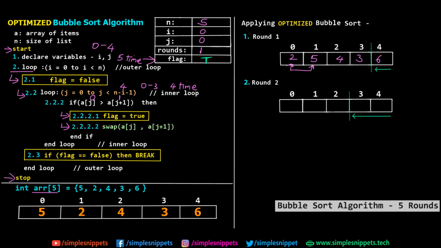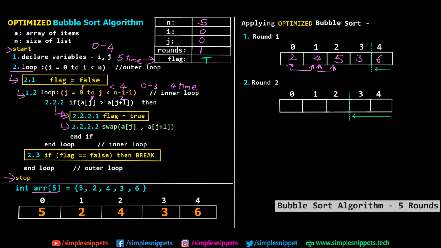And at end loop, again we come at the start of the loop, and now j becomes 1. So is 1 less than 4? Yes. So we again go inside, and now we are checking for a of 1 and a of 2. So now we are checking these two values. Other than these flag variables, the rest of the sorting algorithm is just like the bubble sort. So now we are comparing 5 and 4. Is 5 greater than 4? Yes. So we again go inside this if block. We again set flag equals to true. It is already true. Then we do the swapping. So let's swap 5 and 4. 4 comes over here and 5 comes over here.